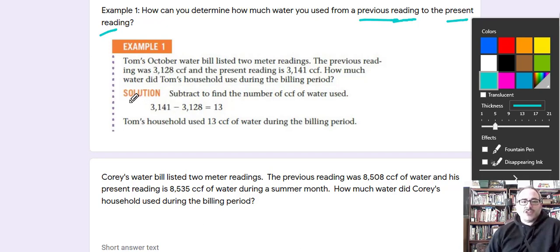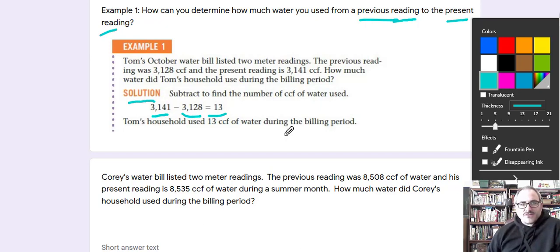So here's the solution. The solution in all these examples I give you has the problem, and then the solution. How do you figure this out? You take the present reading, and then you subtract the previous reading, which gives you 13. This number minus this number is 13. So guess what? Tom's household used 13 cubic feet of water during the billing period. That seems not very much.